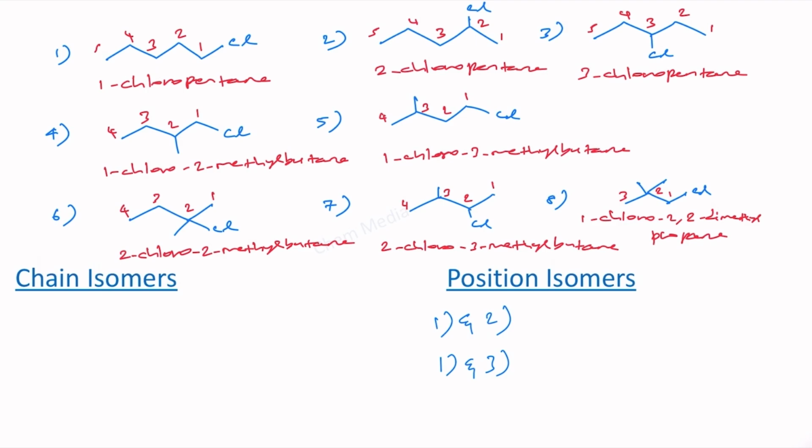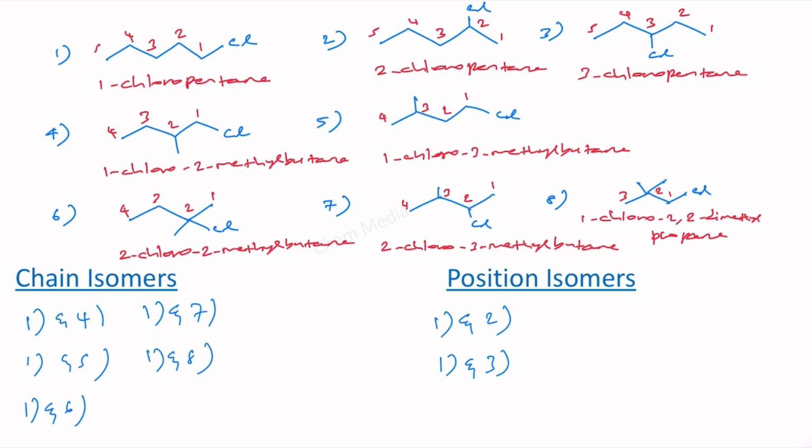1 and 4 are chain isomers because the parent chain in 1 is pentane and in 4 it is butane, and plus the side chain methyl group is there in 4 but it is not there in 1. Therefore, 1 and 4 are definitely chain isomers. Likewise, 1 and 5 are also chain isomers because the parent chain itself is different. 1 and 6 chain isomers. 1 and 7 are also chain isomers. 1 and 8 are also chain isomers.